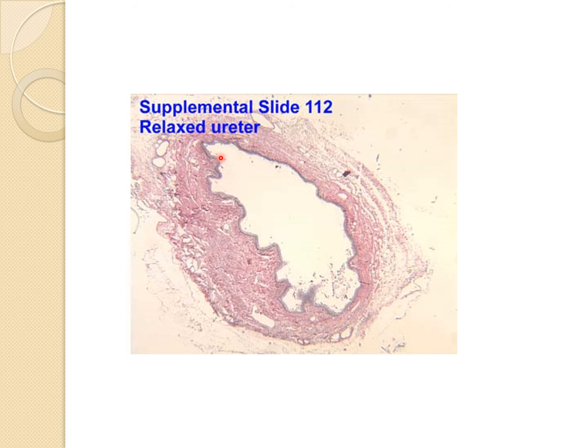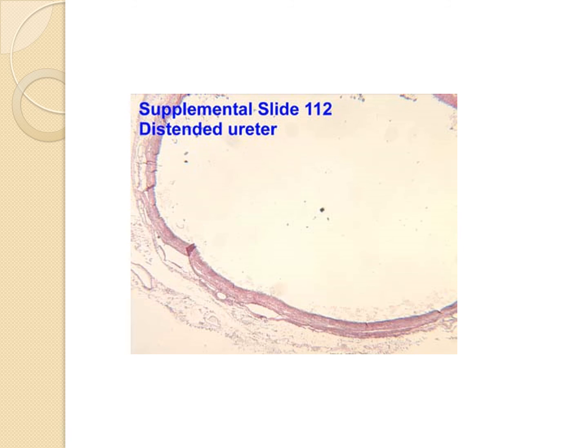During the relaxed ureter, the outer layer is flattened. Here is the slide for the distended ureter. The outermost layer is dome-shaped or umbrella-shaped.